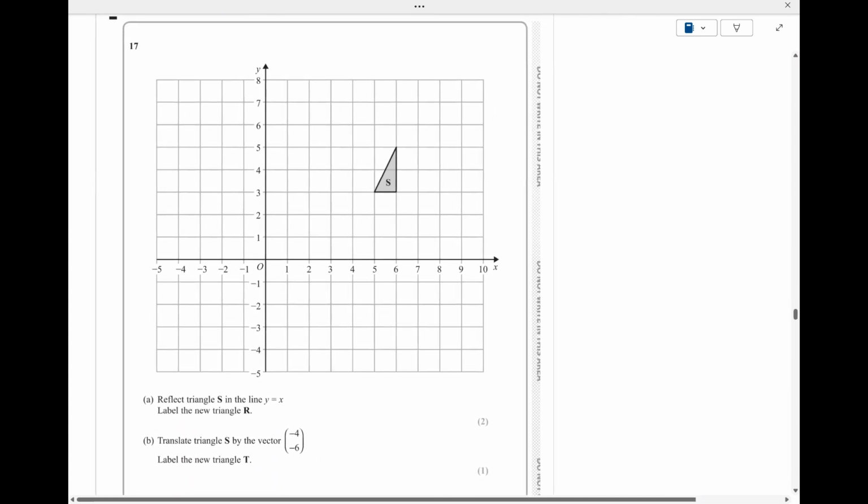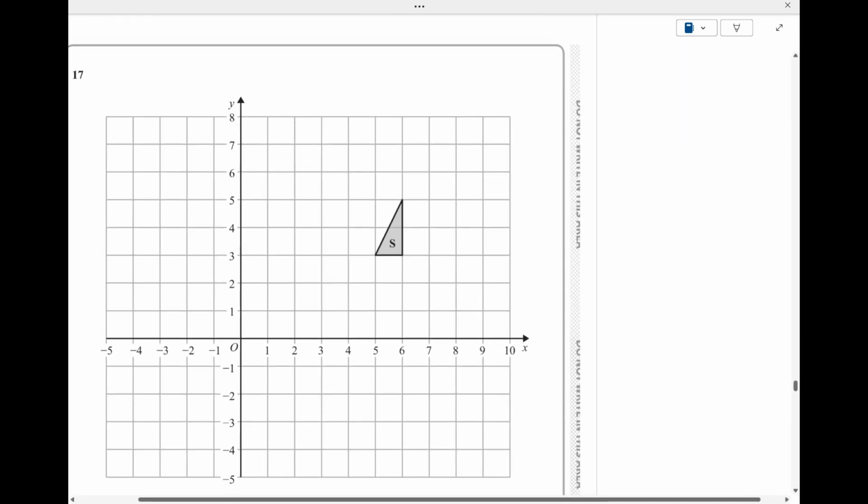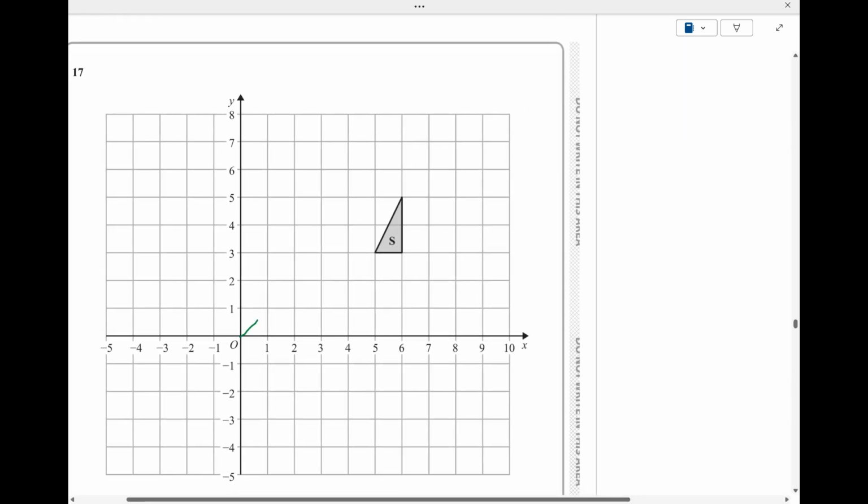Aha! Reflect triangle S in the line y equals x. Right, well here's the line y equals x. It goes through all the points where the y coordinate is the same as the x coordinate. So there it is. That's the line y equals x. And I have to reflect triangle S.